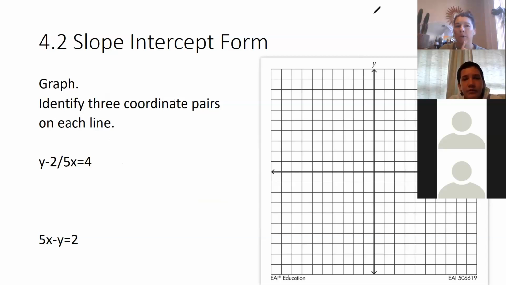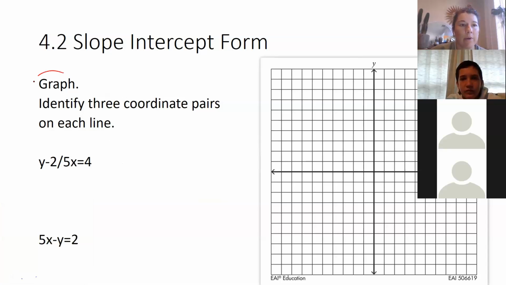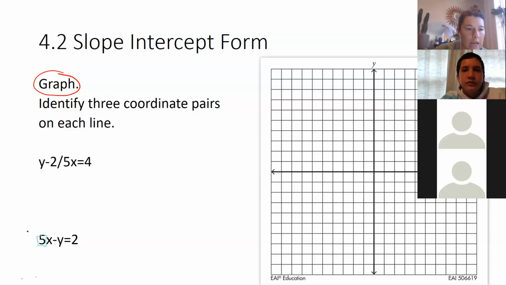So still slope-intercept form. And the name of the game here is that we are graphing. So we want to graph. And after you graph, identify 3 coordinate pairs on each line.